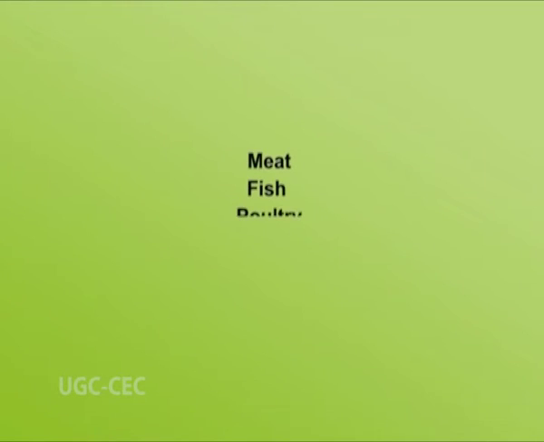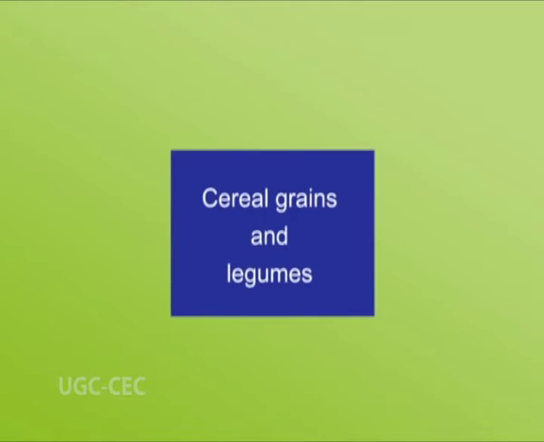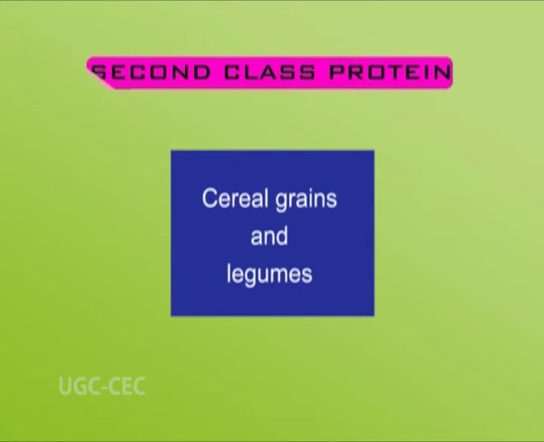The best sources of protein are animal sources like meat, fish, poultry, eggs, milk, and milk products. They are otherwise known as first-class protein because they are rich in essential amino acids. The cereal grains and the legumes are the important sources of plant protein. They are known as second-class protein.